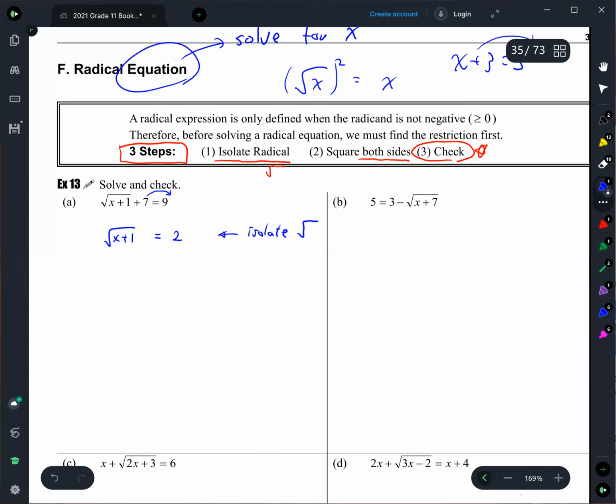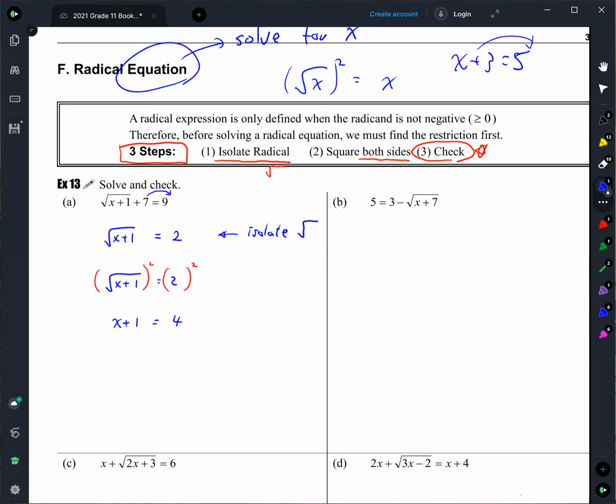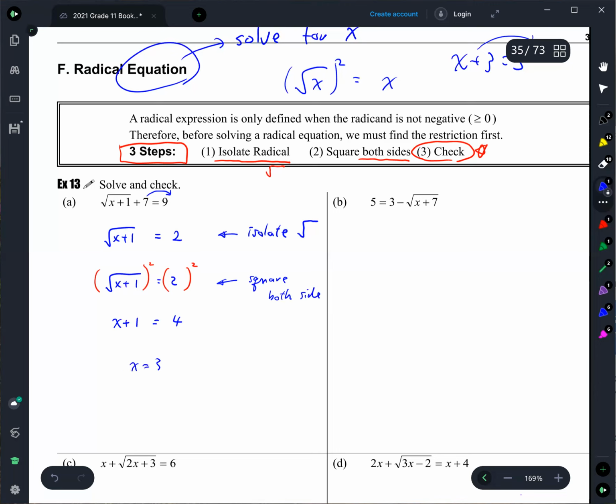Step 2, I'm going to square both sides. So the left side, you put a square. The right side, you also put a square. So you get something like this. It cancels out the square root, and the right side is a 4. We start off with the easy one, and once you get here, you isolate. This is called square both sides. And then now you solve for x equals 3.